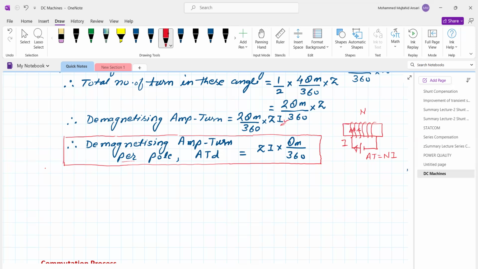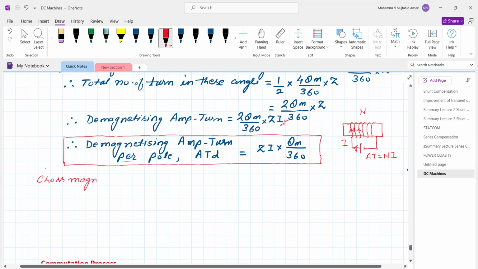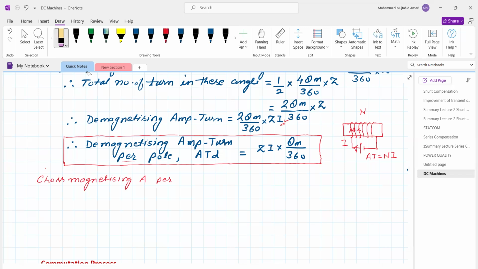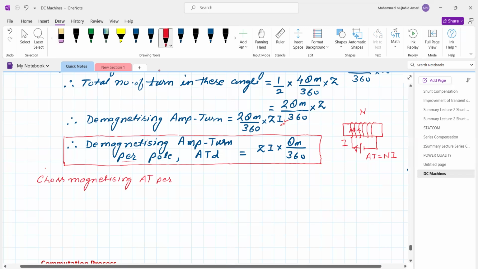Now similarly we can calculate the cross magnetizing ampere turns per pole, isn't it? So this is ATD.